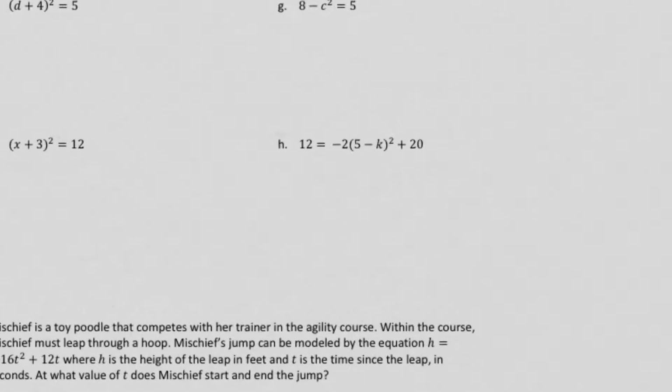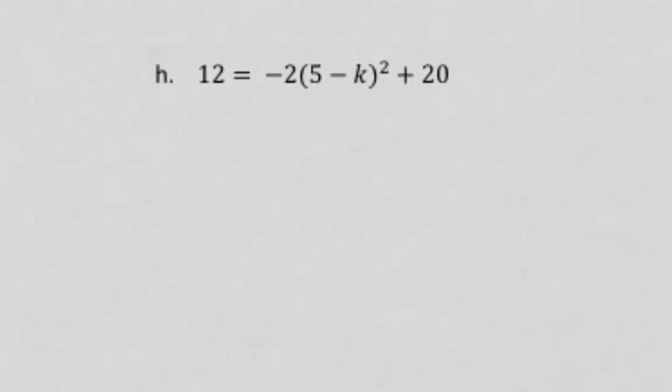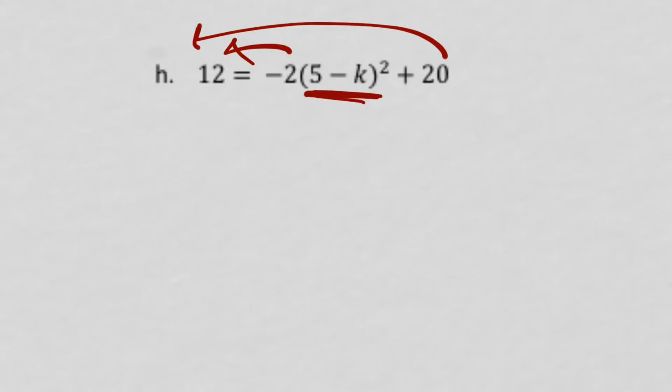Try these out yourselves. For letter B, H, I don't know why I call this B, H, my recommendation is going to be this. Try to move everything outside the squared to the other side. So move the 20 over here, then move the -2 over there, and then solve the regular way.